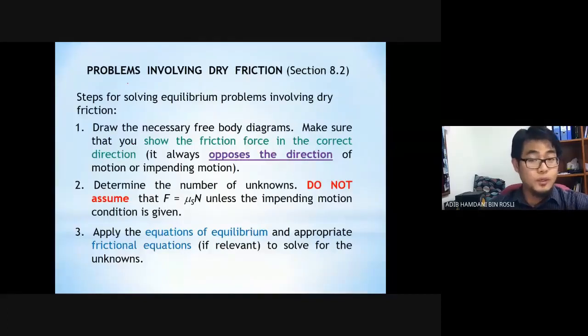Okay, now we go to section 8.2, problems involving dry friction. There are a couple of steps to solve equilibrium problems involving dry friction. First, you have, of course, the FBD, free body diagram. Draw this diagram, and you need to ensure that you show the friction force in the correct direction. Otherwise, it will be very tricky to get it right.